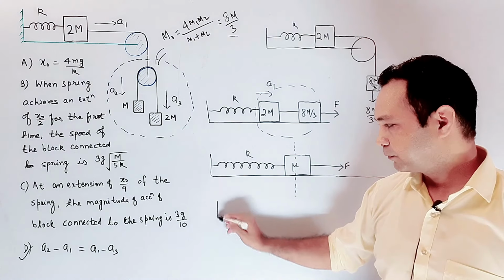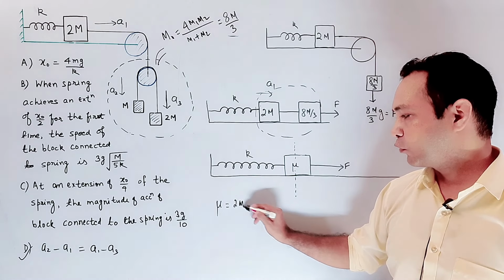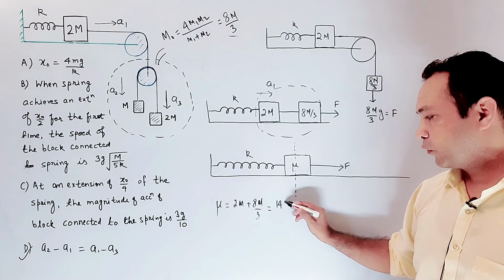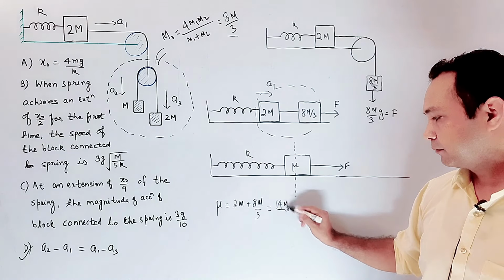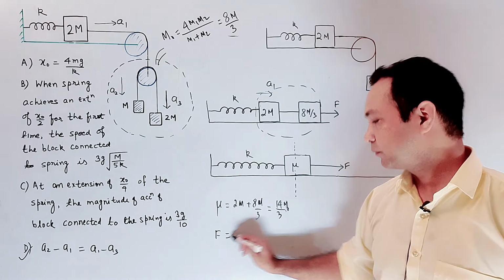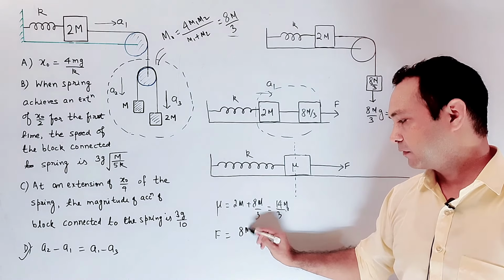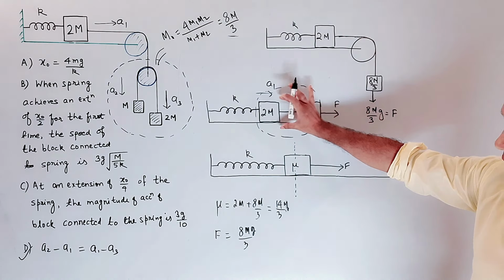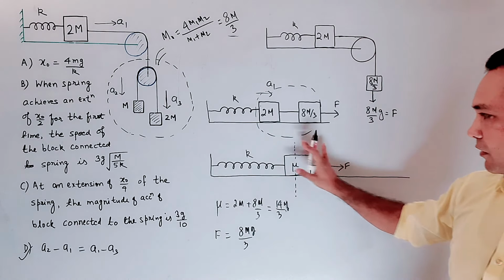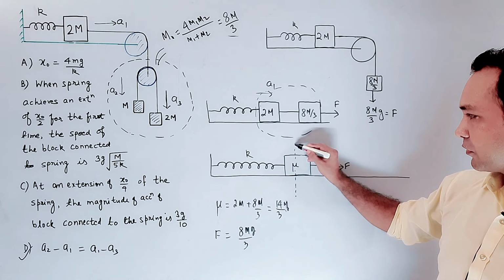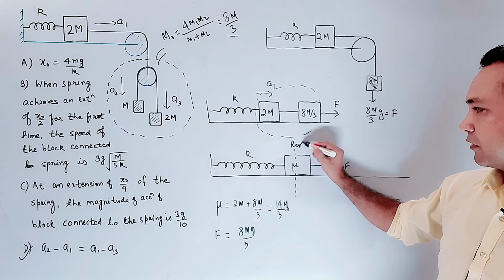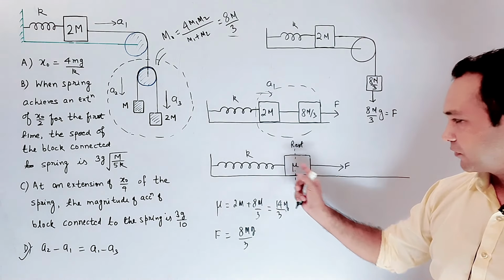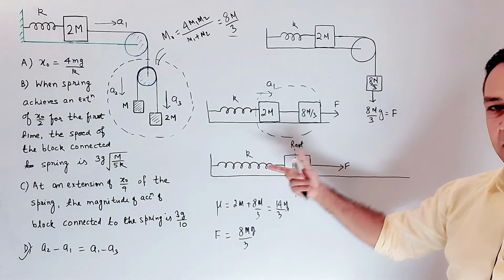This mu is equal to 2m plus 8m by 3, so that will be 14m by 3, and this F is equal to 8mg by 3. Initial velocity, everything was at rest, so initially at t equal to 0, this was at rest, and we have to find the maximum extension of the spring and the acceleration and velocity of this, actually 2m, at a certain instant.